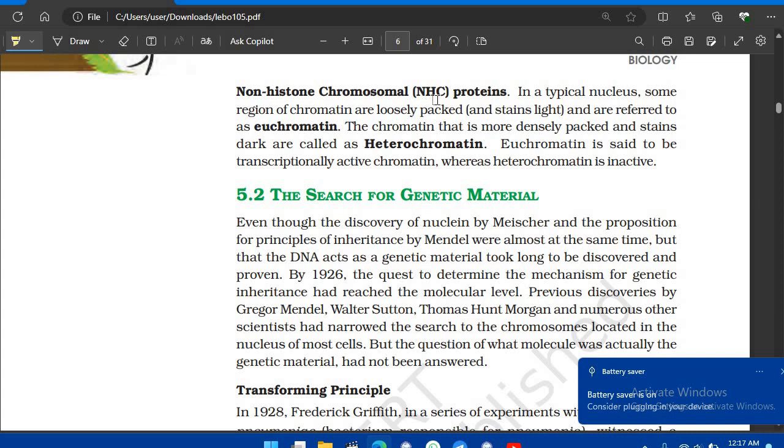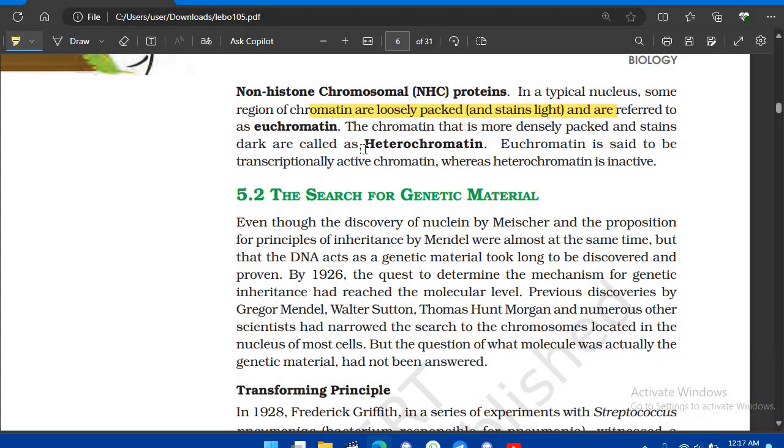In a typical nucleus, some regions of chromatin are loosely packed and stain light, called euchromatin. Heterochromatin is more densely packed and stains dark. Euchromatin is said to be transcriptionally active chromatin, whereas heterochromatin is inactive.